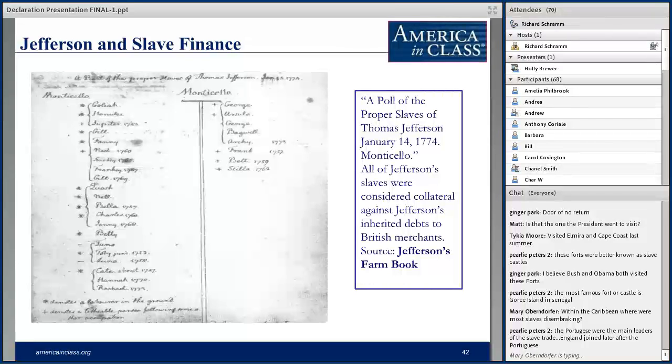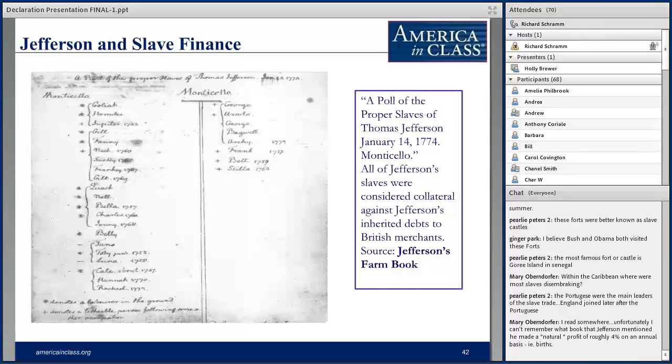I'm just going to emphasize as I go through that all of Jefferson's slaves were considered collateral against Jefferson's inherited debts to British merchants, primarily from his father-in-law. And we're going to talk about why.